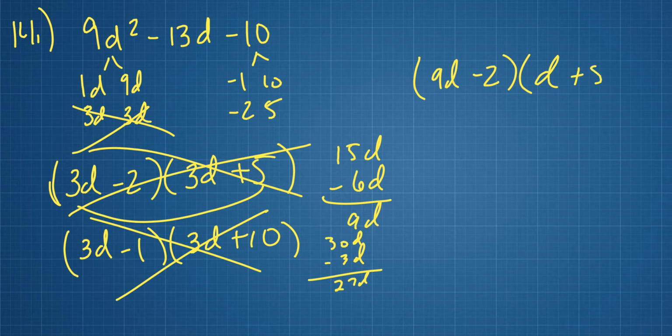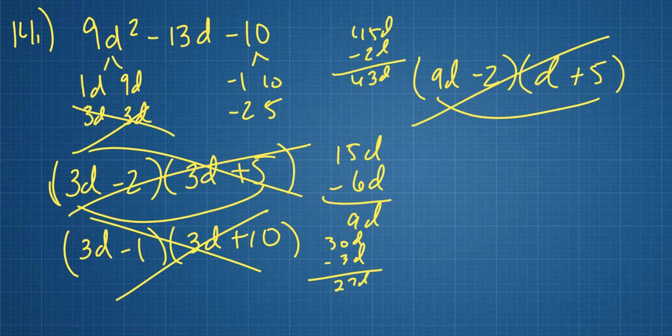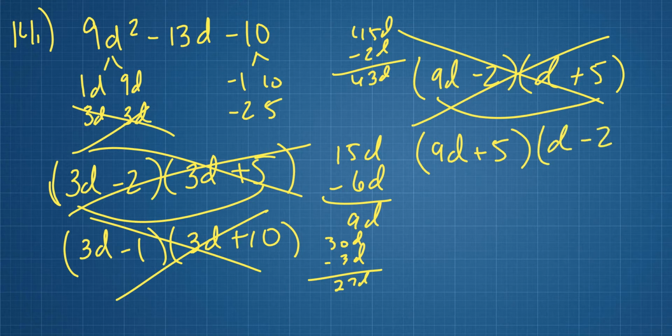Now I'm going to try 9d minus 2, d plus 5. I do the outside to get 45d. I do the inside to get minus 2d. Together that's 43d. Doesn't work.